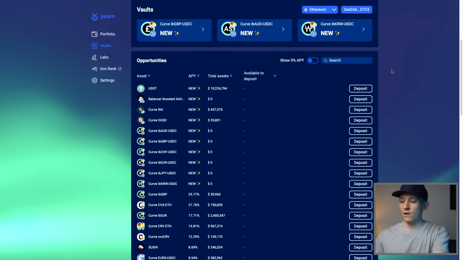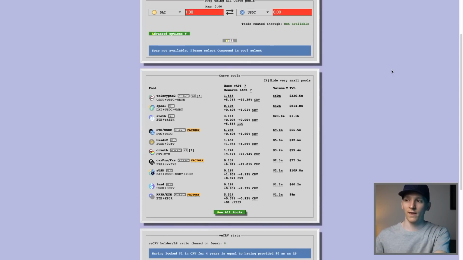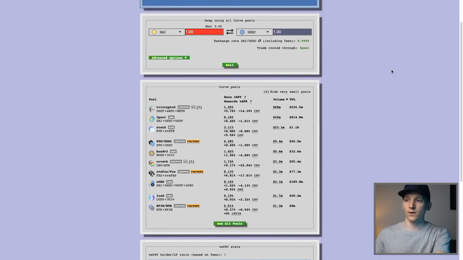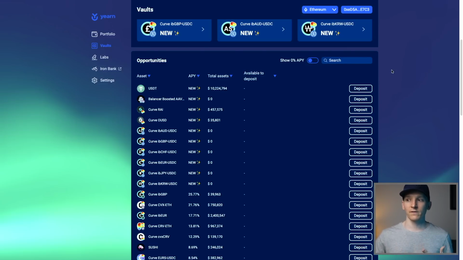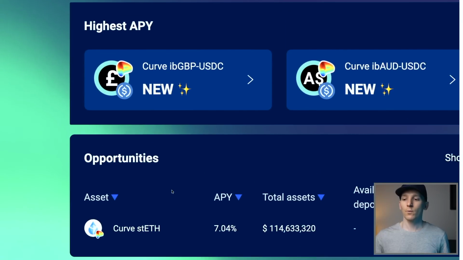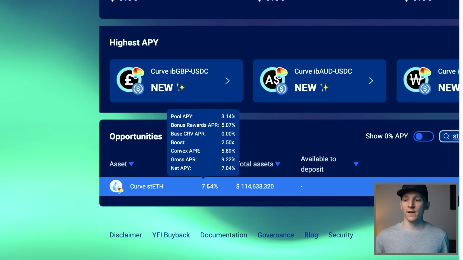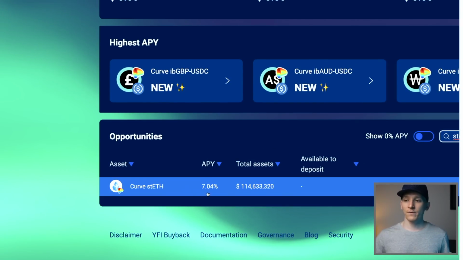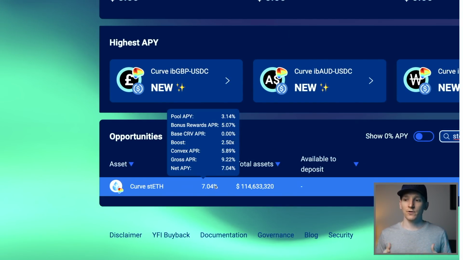Yearn uses Curve Finance. These are the most battle tested applications in crypto. So I don't think this is massively risky with what you're doing. But what you can do is just search for staked ETH. And what you can see here is the APY is 7%. Now, why is it 7%? Well, the strategy here is that you take 50% staked ETH and 50% ETH. You provide both of those tokens into a liquidity pool, and then the liquidity pool charges fees to traders, which go back to you.